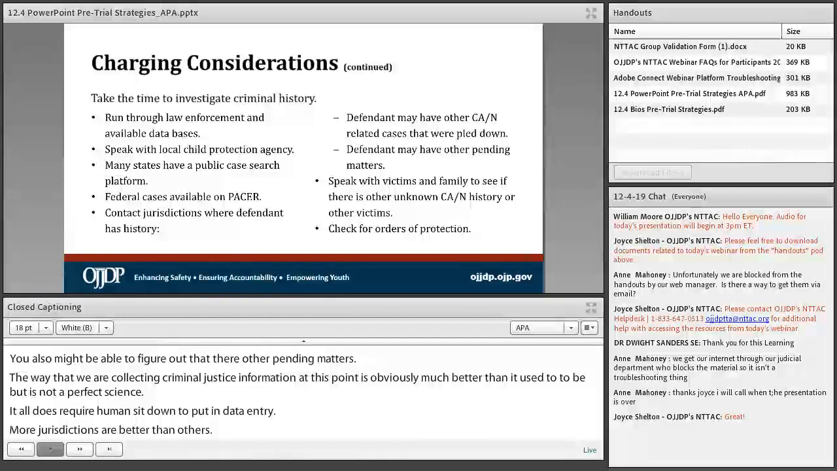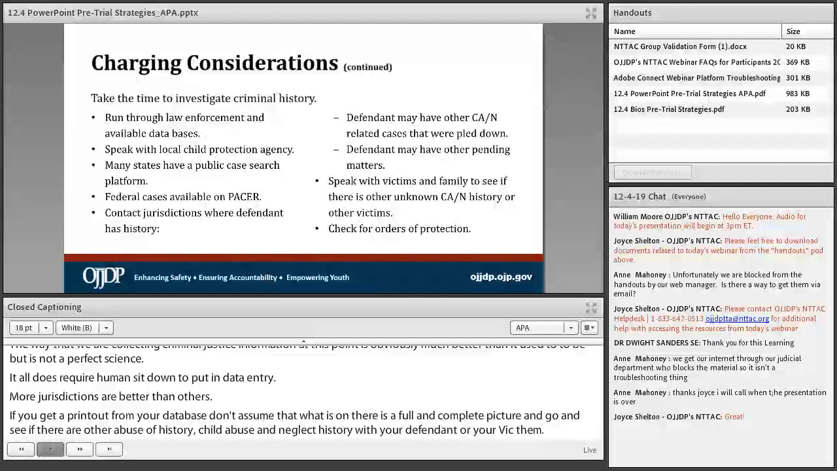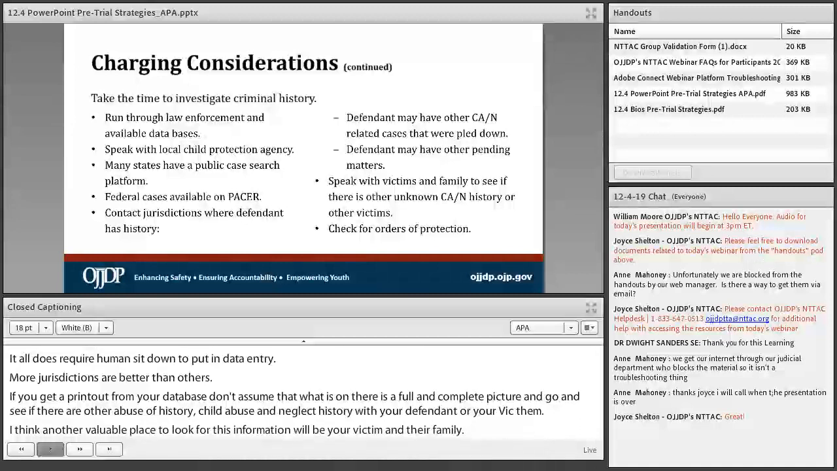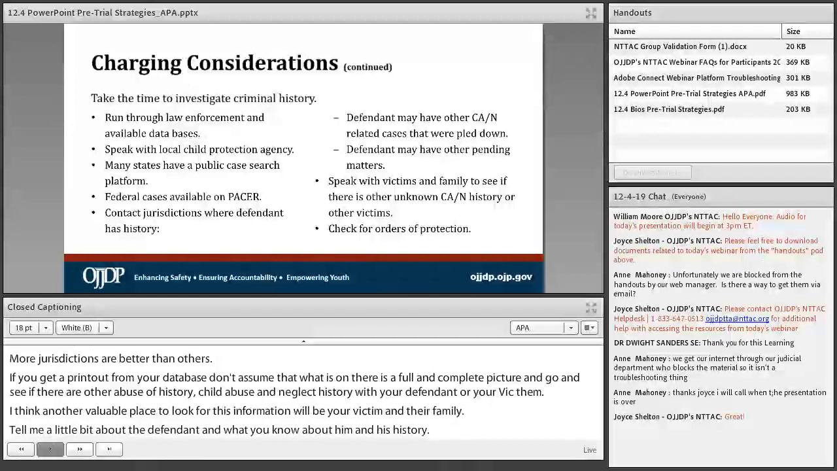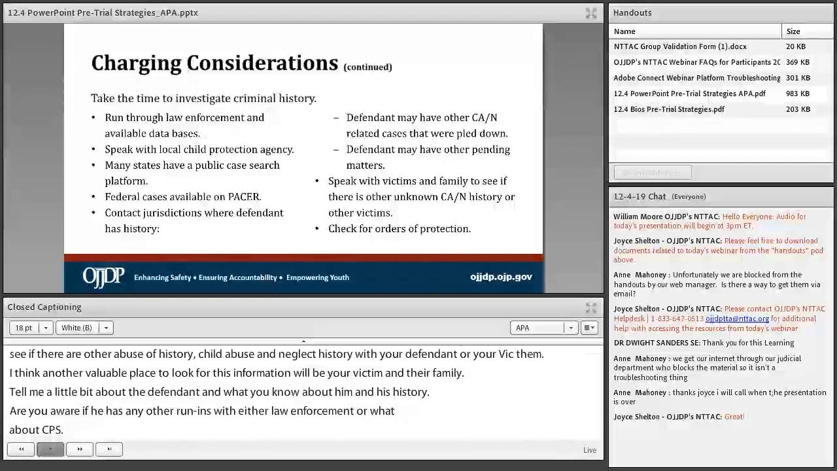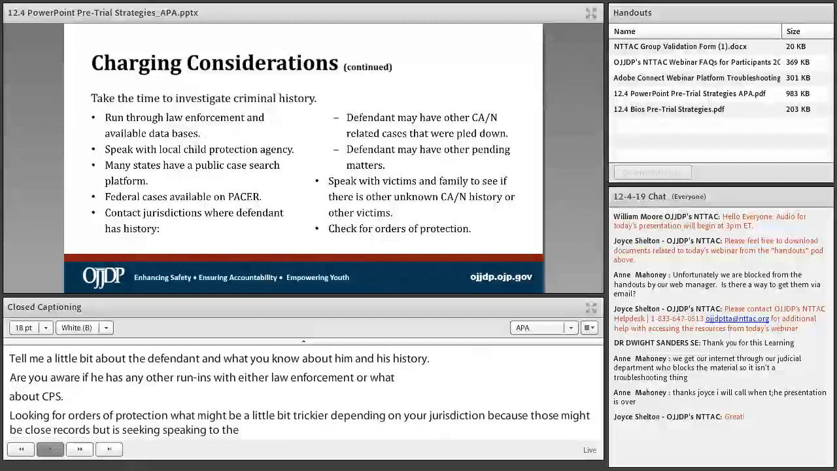And I think another valuable place to look for this information is going to be your victim and their family. Hey, tell me a little bit about this defendant and what you know about him and his family and his history. Are you aware if he has any other run-ins with either law enforcement, or what about CPS? And looking for orders of protection, which might be a little bit trickier depending on your jurisdiction because those might be closed records. But again, in speaking through some of the family members, you might find, hey, I actually had to go get an order of protection against him for myself and my kids because of a prior abusive incident. And then at that point, you have more records and more documentation of an abusive history, which could potentially enhance your charge, it could strengthen your case, or it could enhance the sentence at the tail end.